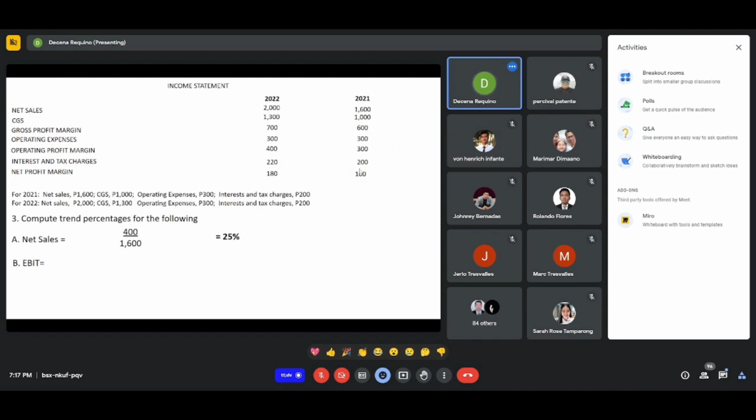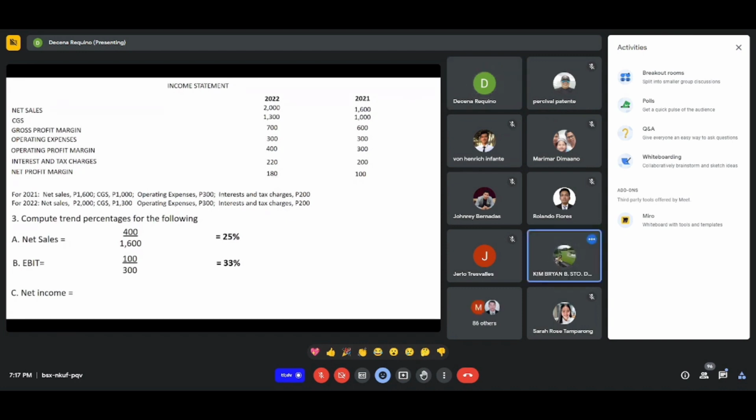So yung EBIT, yung earnings before income tax. So dito sa sample natin, yung operating profit margin. So yung difference niya, 400 ng 2022 less 300, makukuha natin yung 100. Ito yung sa numerator. Then i-divide mo dun sa base period ng 2021 na 300 para makuha natin yung increase sa operating profit margin na 33%. Then for the net income naman, dito sa sample natin, meron tayong net income.